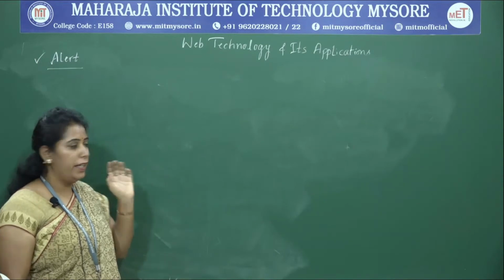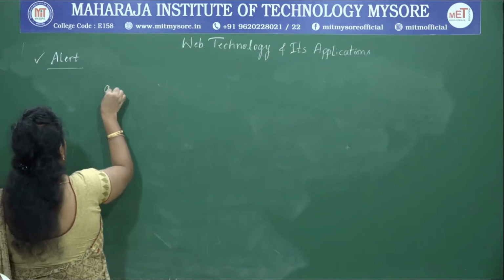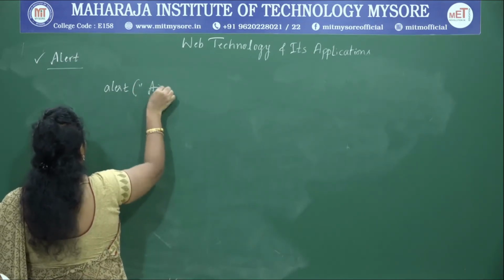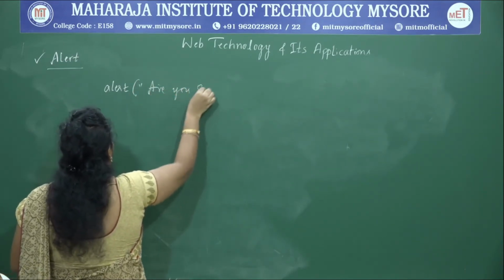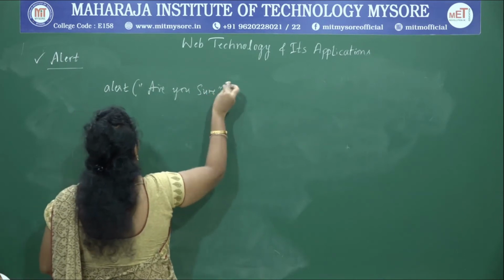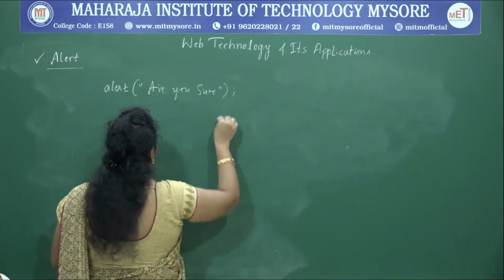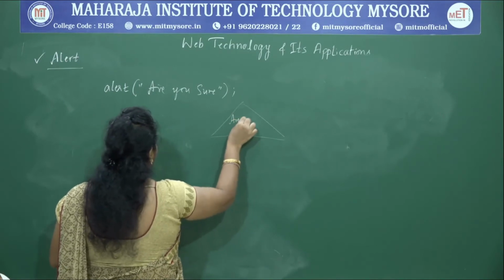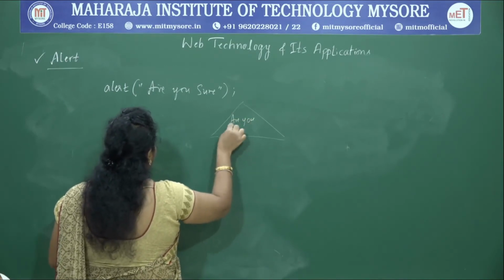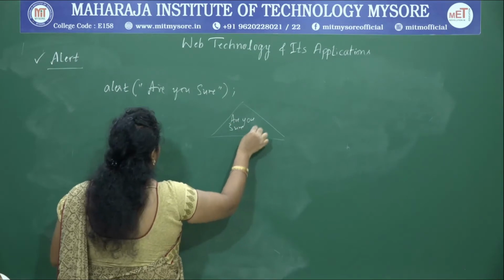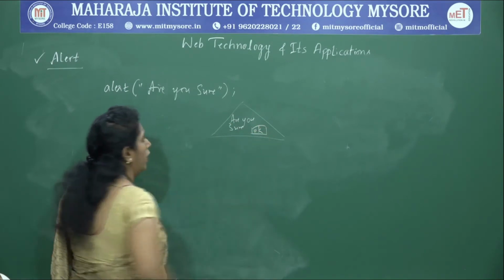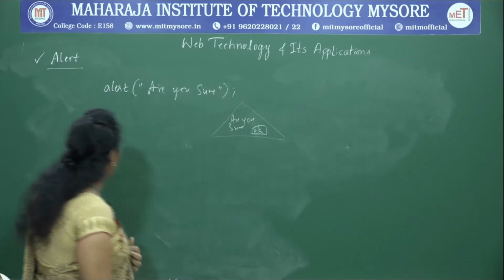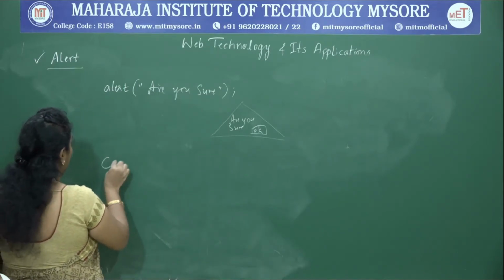So for example, I will use alert and I will say, are you sure? Anything displayed using alert, what happens? You will get it in this way, are you sure? Then you will get an OK button like this. It is like an alert message. Okay, so you can also go for using console.log.